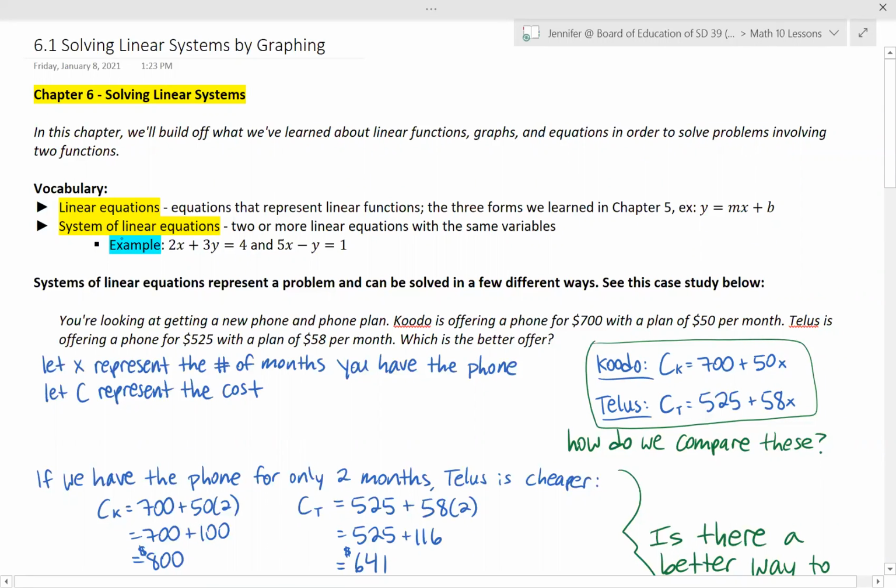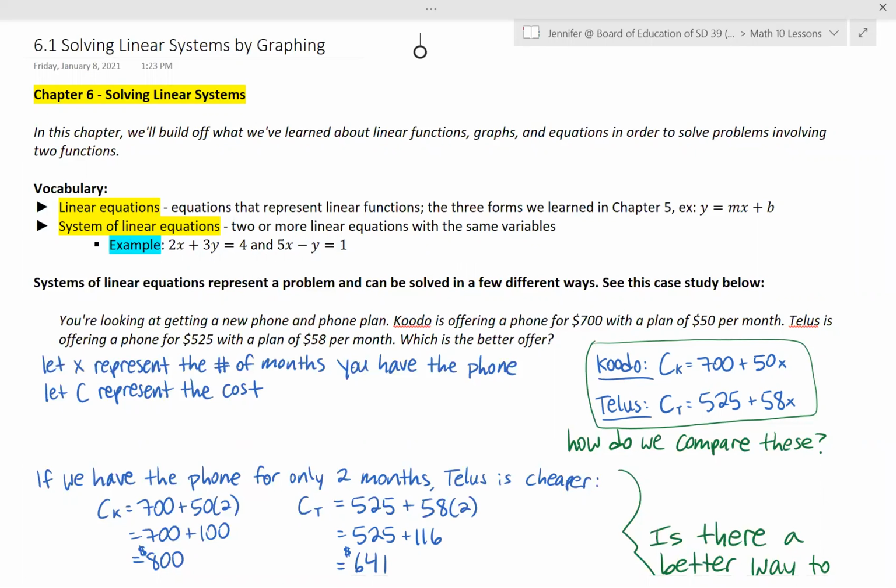What's new is a system of linear equations. This is two or more linear equations with the same variables. So for example, 2x plus 3y equals 4 and 5x minus y equals 1. These are both linear equations and they have the same variables. So together, this is a system of linear equations. Systems of linear equations represent a problem and can be solved in a few different ways. And we'll try to learn this looking at our case study below.